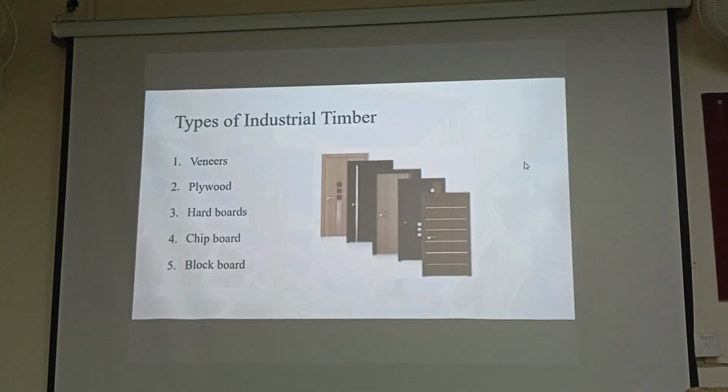So these are the five different types of industrial timbers, which are manufactured, and most of the construction of doors and windows is done through these industrial timbers, because they are in a proper shape and they are easy to work with.